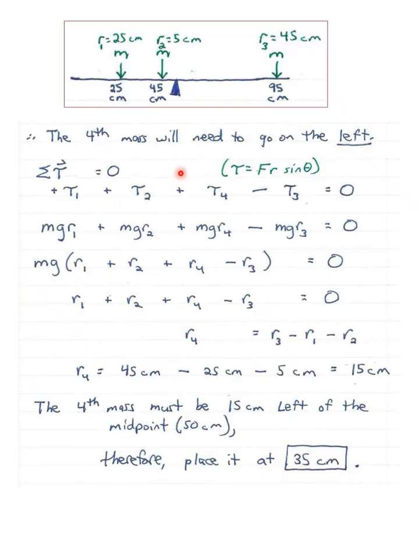And what we would have found, if you work through all that math, is that r4 would be negative 15 centimeters. And so we would have to interpret it this way: making the assumption that the fourth mass is on the right, we would get a lever arm of negative 15. That would tell us that we guessed wrong. It's 15 centimeters away from the pivot, but on the other side, 15 centimeters to the left.